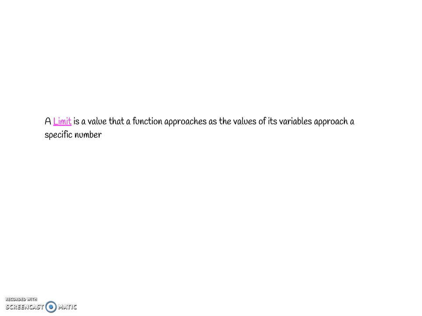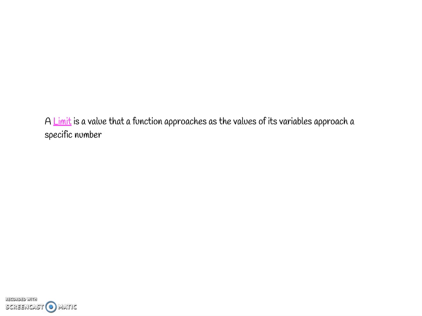Let's say you have a function x squared and you're trying to find the limit as x approaches 2. When the variable x approaches 2 in that function, the value of that function approaches 4. It gets closer and closer to 4, meaning that the limit of x squared as x approaches 2 is 4. What are some ways that you can find a limit?